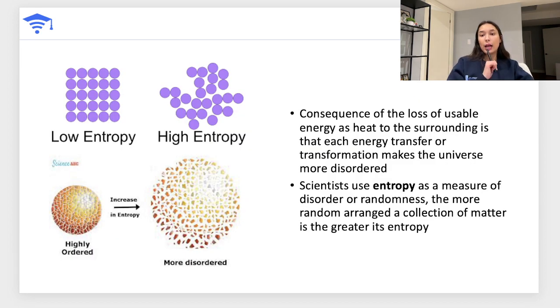Now, the consequence of the loss of usable energy as heat to the surroundings is that energy transfers are going to make the universe more disordered. Now, I'm going to explain what that means. Scientists use the word entropy, and entropy is something that students struggle with, but I like to think of entropy as just synonymous with disorder or randomness, because it is a matter of disorder or randomness.